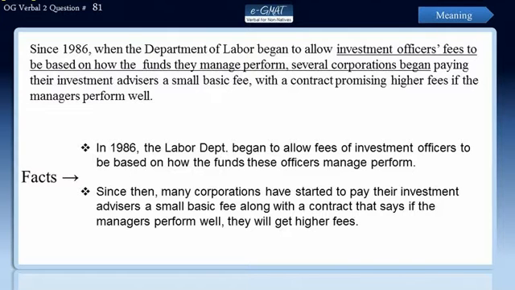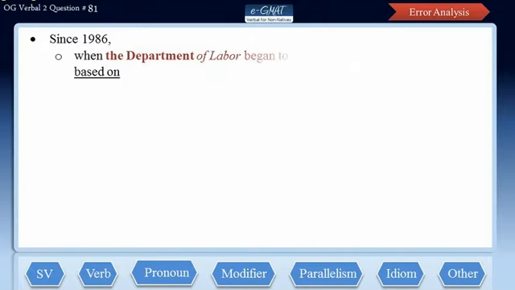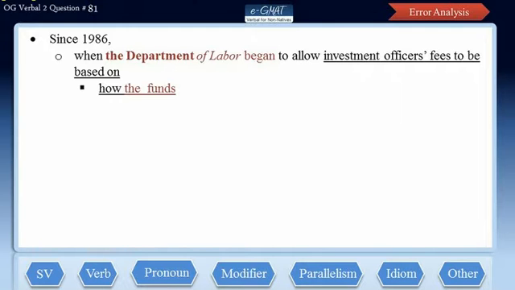Now let us evaluate the errors by splitting this sentence into its clauses. So here comes the first one. Since 1986, well, presence of when brings us to another clause that reads, when the Department of Labor began to allow investment officers' fees to be based on. Here the Department of Labor is the subject and began is the verb. Presence of how brings us to another clause that reads how the funds. Well, here the funds is the subject, but immediately after funds we have another subject verb pair, which means we have another clause that reads they manage. Here they is the subject and manage is the verb.